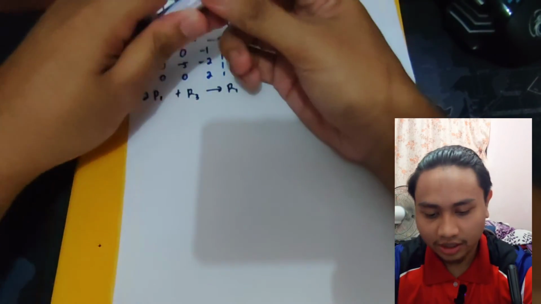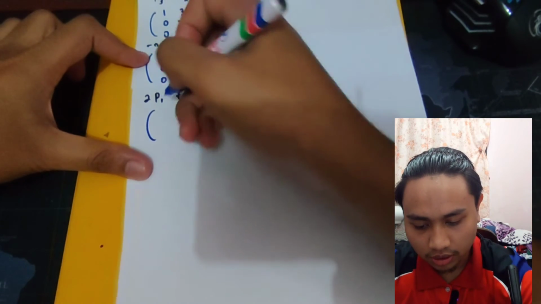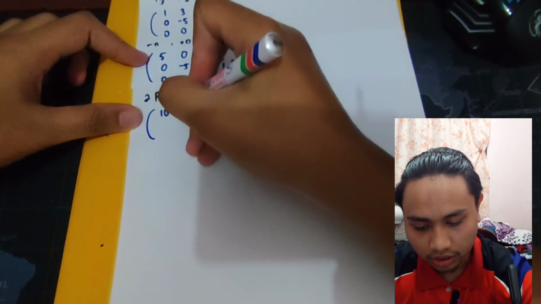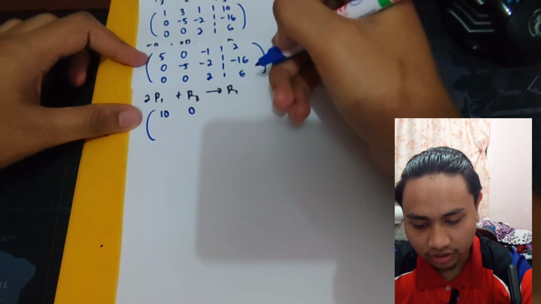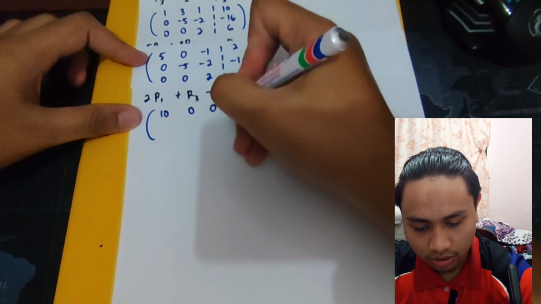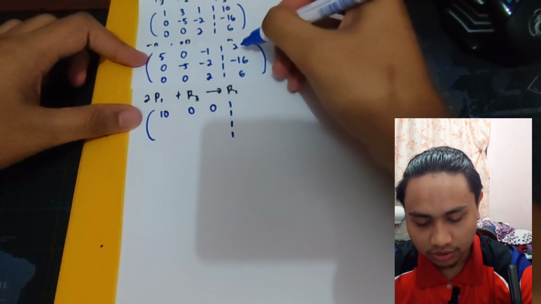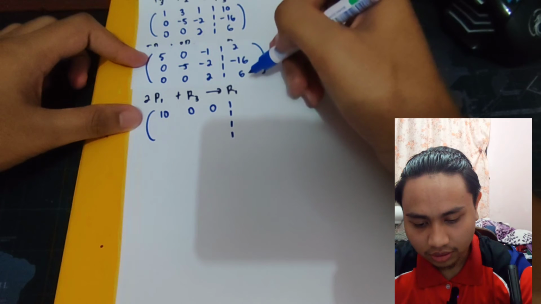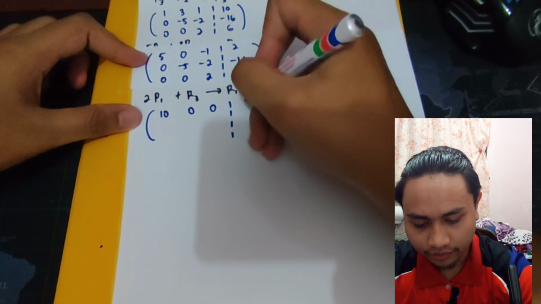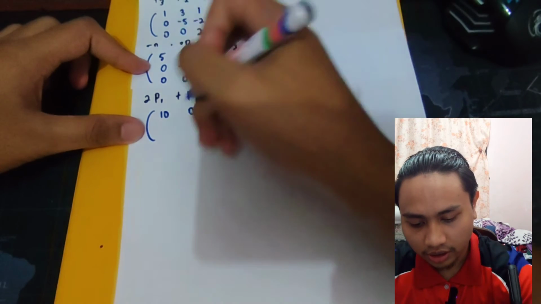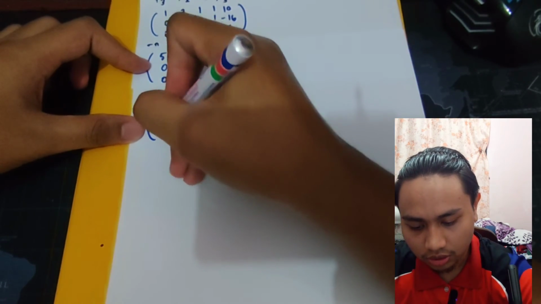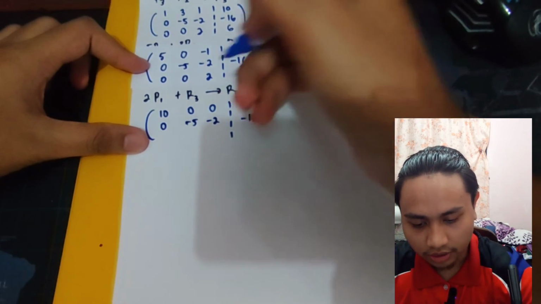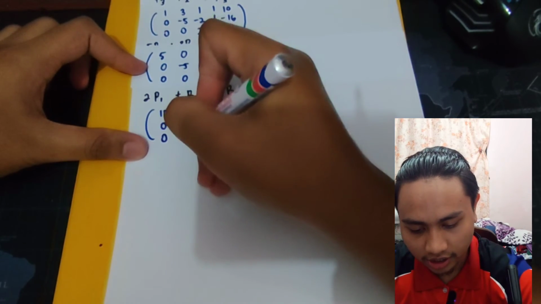Let's see what we get. Two times 5 is 10, then the 0, the -1 plus 0, then here 2 times 2 is 4, plus 4, now it becomes 10. Then row 2, just write it again, and also row 3, just write it again.